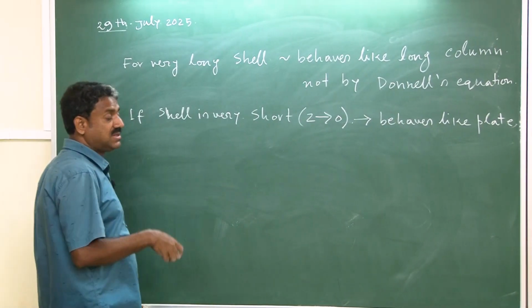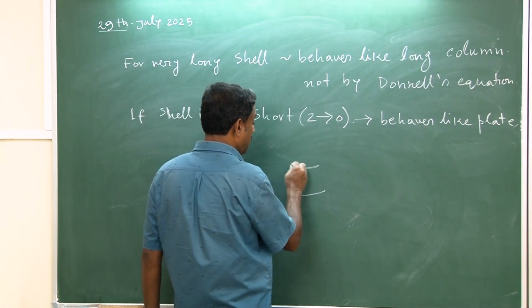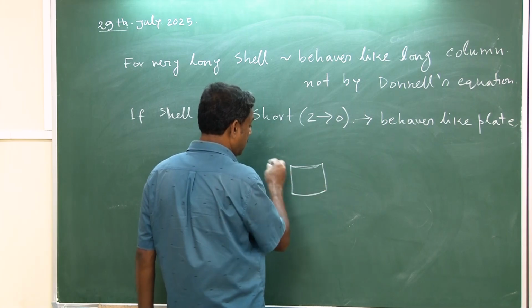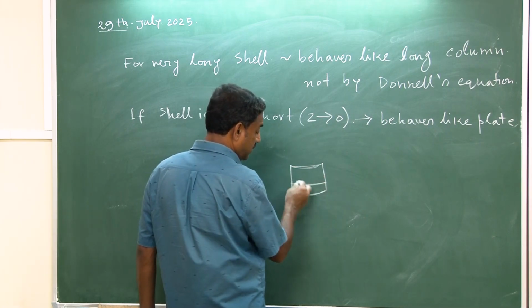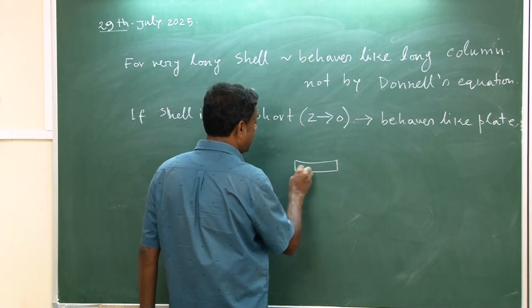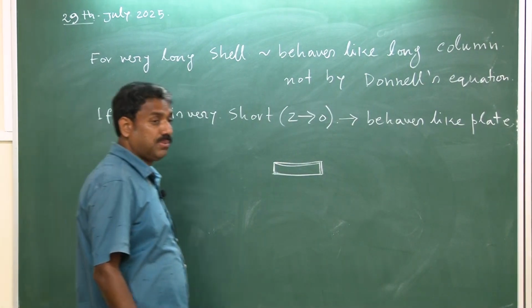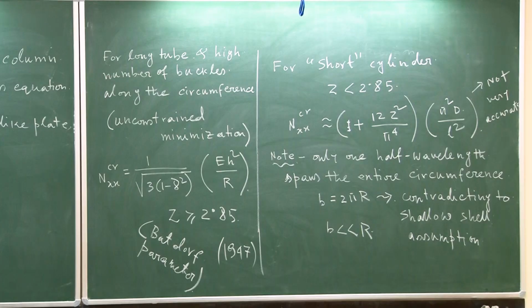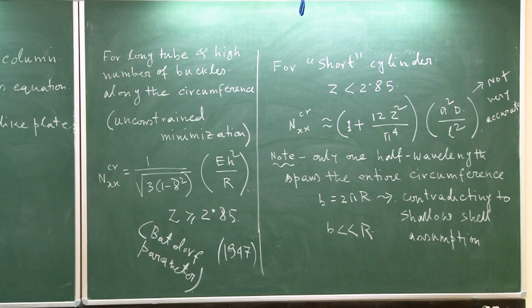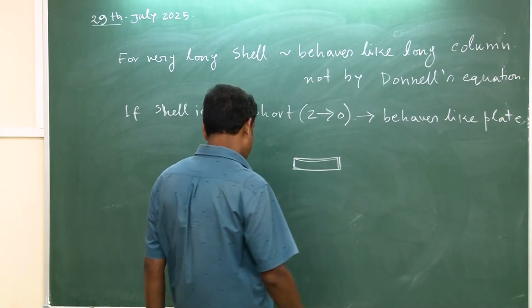because a very short shell is so short that the shell action will not be there. So it will behave like a plate, and then its buckling will be governed by the plate equation, right. So, other than these, there are two extreme cases: one is for a very long shell, which behaves like a long column, and for a very short shell, Z tending to 0, it behaves like a plate, right, good.